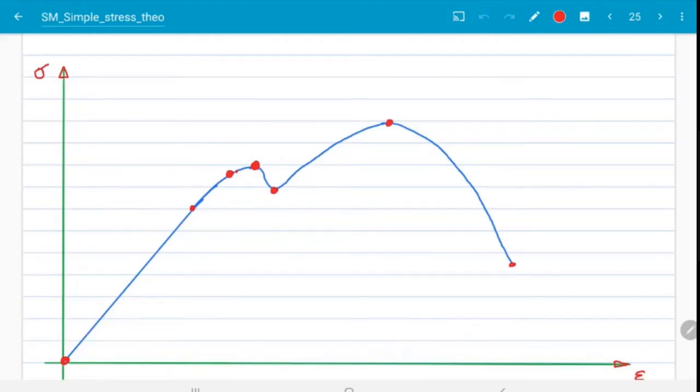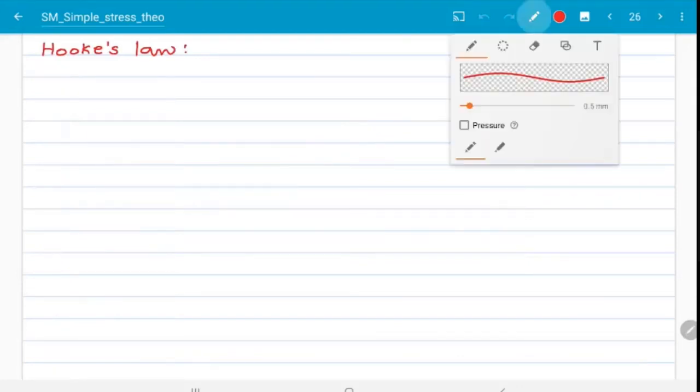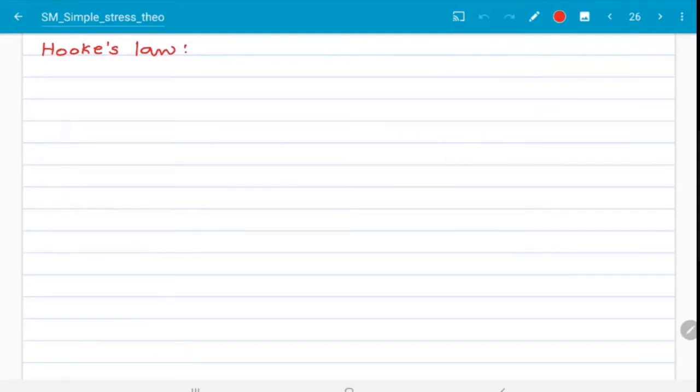Now come to the stress strain curve of mild steel. Right? Mild steel. So the first point we are going to discuss is strain energy. Right? So what do you mean by strain energy? Or let me write Hooke's law first. Hooke's law. What is the first word of Hooke's law? How to start Hooke's law? Anyone please answer?